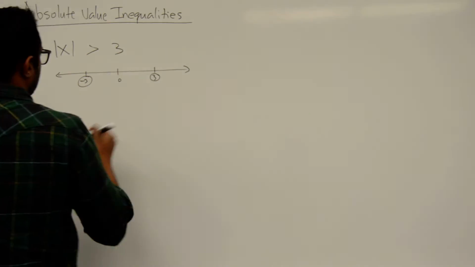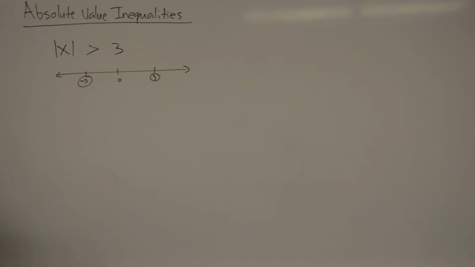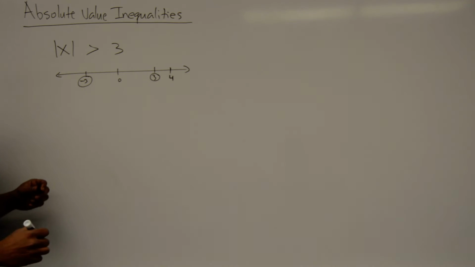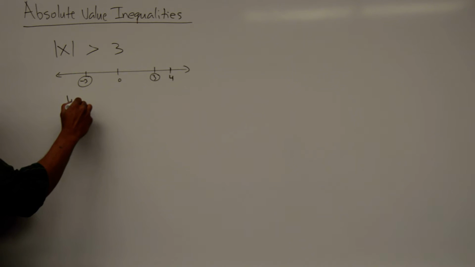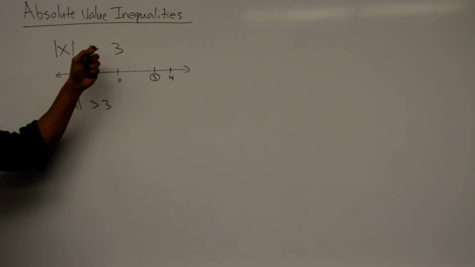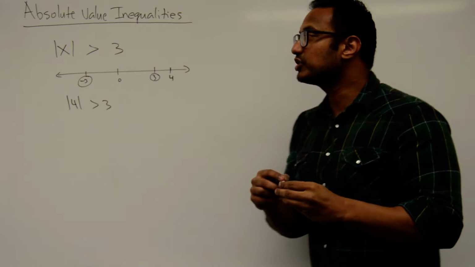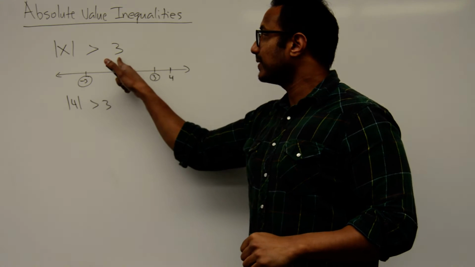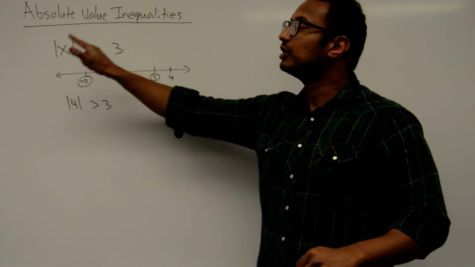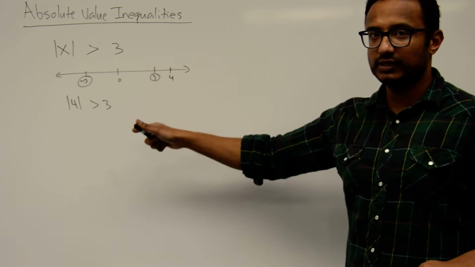Here it's exactly 3, at 3 and negative 3. We want that distance to be greater than 3. For example, if you look at x equals 4, the absolute value of 4 is greater than 3, because 4 is more than 3 spaces away from 0. Again, what this question is asking is which numbers are more than 3 spaces away from 0. This is the distance from 0 to a number. So for which numbers is the distance more than 3 from 0?